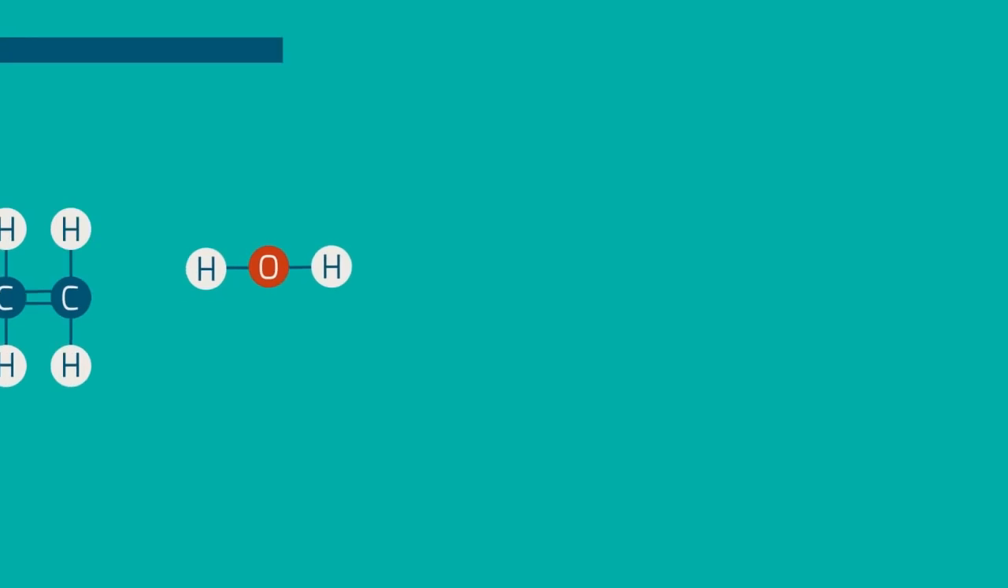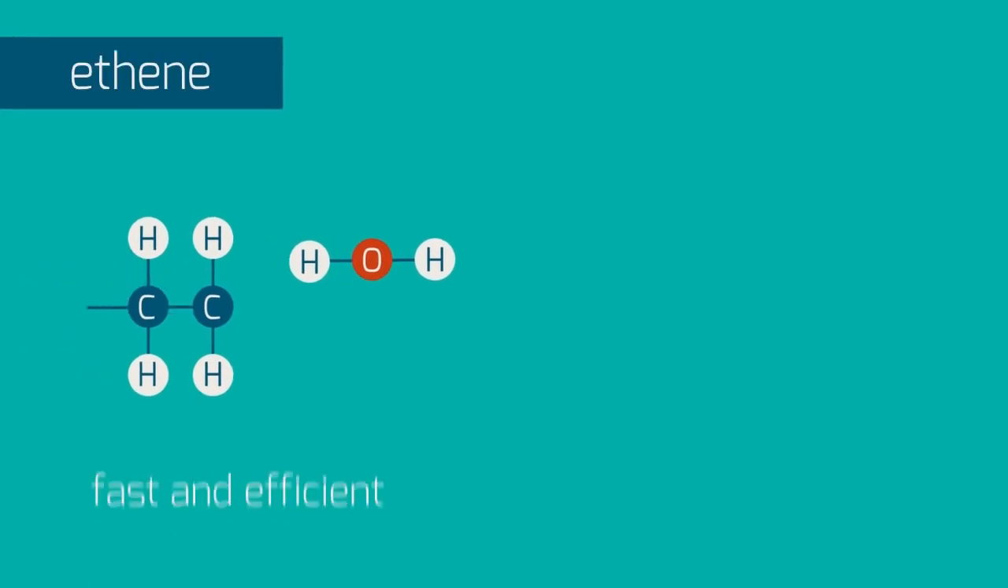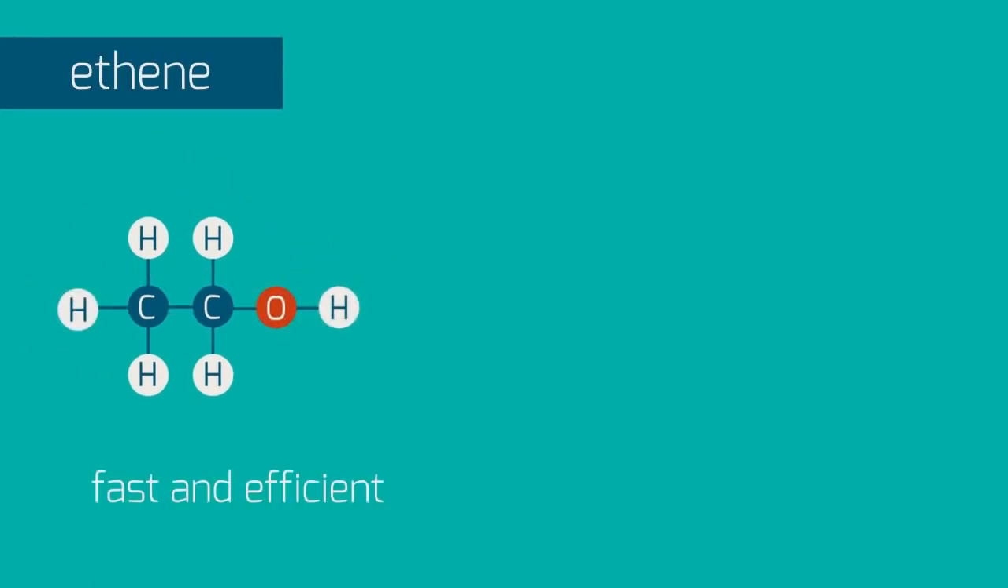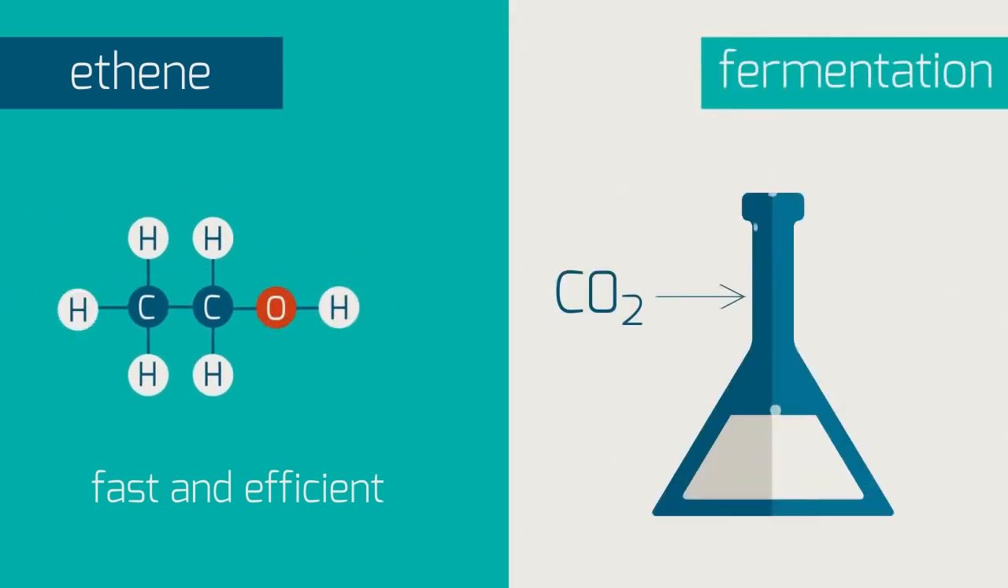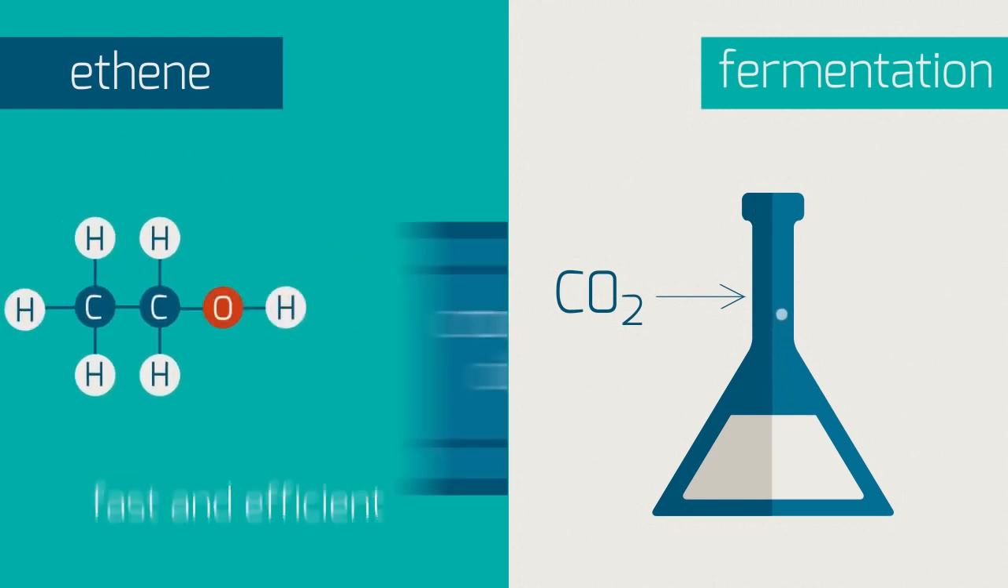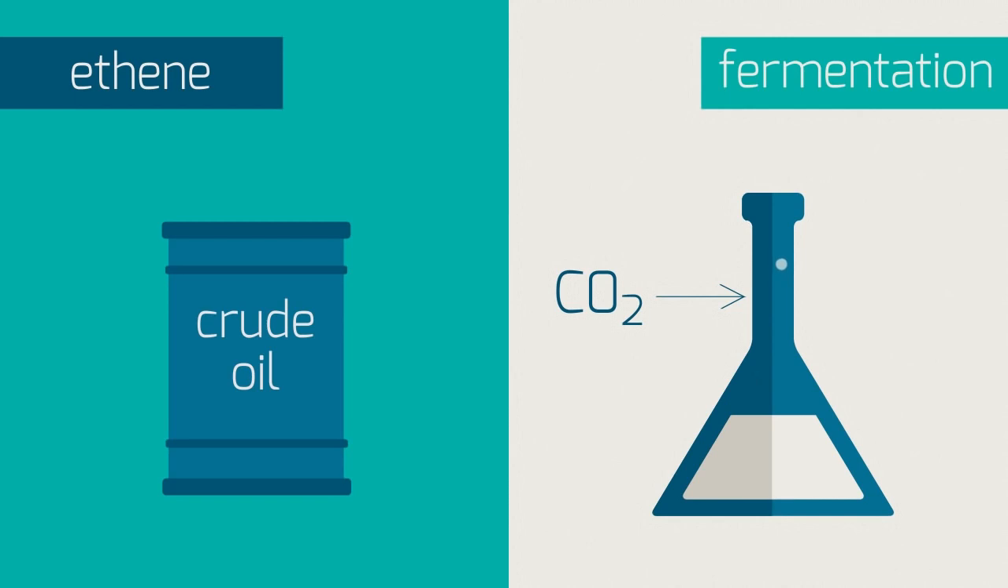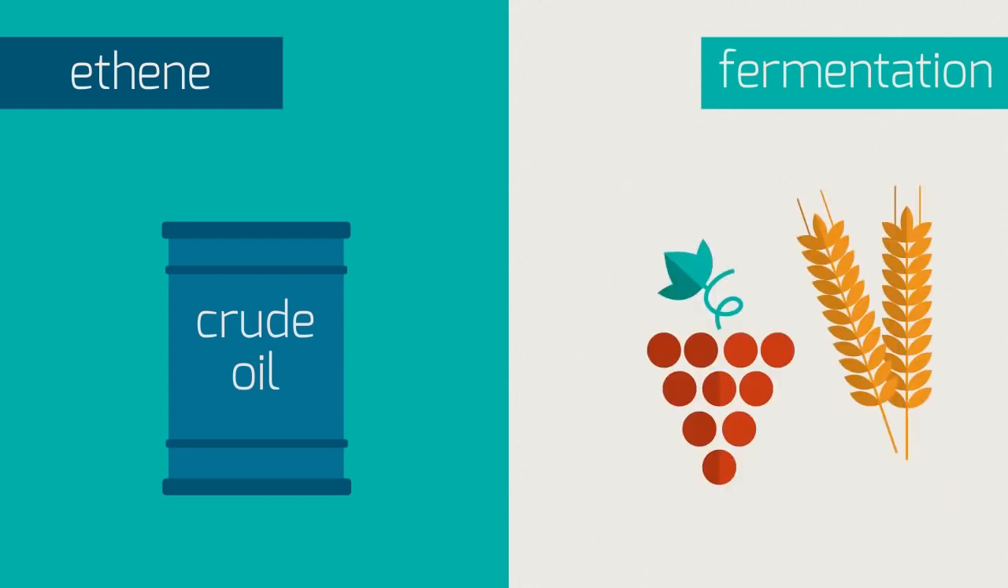The ethene route is faster and more efficient as there is no waste product formed, only the useful one. Fermentation also yields carbon dioxide, which isn't useful to us. But ethene is cracked from crude oil, which is a non-renewable resource, so we won't be able to carry on acquiring it this way forever. Plant sugars, on the other hand, are a renewable resource.